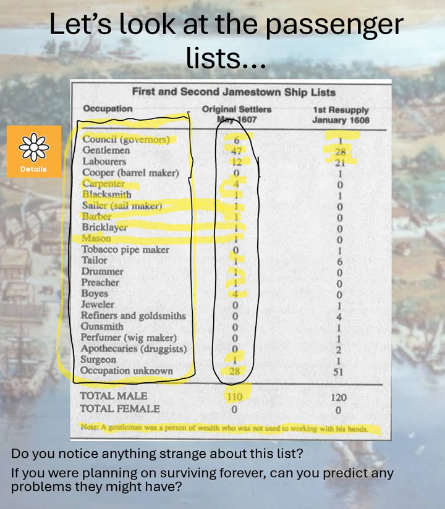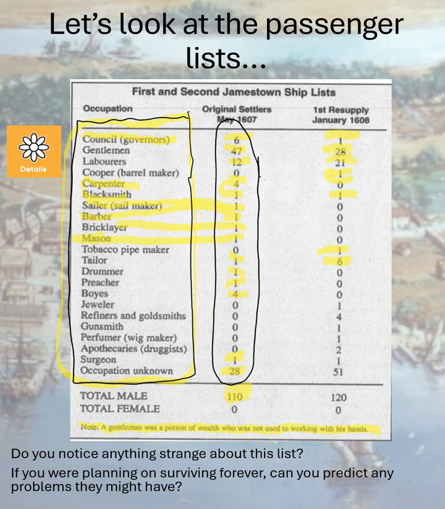We did get a barrel maker this time. We did get a blacksmith, another blacksmith. We didn't get any sailors, any barbers, any bricklayers, any masons, but we did get a pipe maker. I wonder why. What do you think they found in this new world that may have convinced them they needed a pipe maker? We got 6 tailors because everybody needs nice clothes.